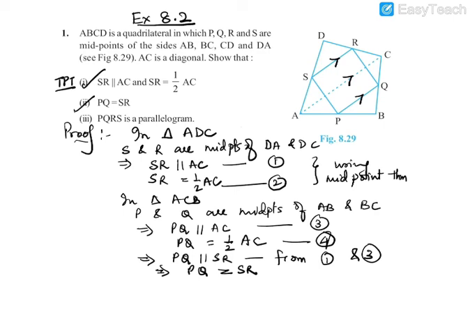Let's mark these 2 steps as 5 and 6. In this quadrilateral PQRS, we have shown PQ equal to SR and PQ parallel to SR. So we have one pair of opposite sides parallel and equal. This implies that PQRS is a parallelogram.